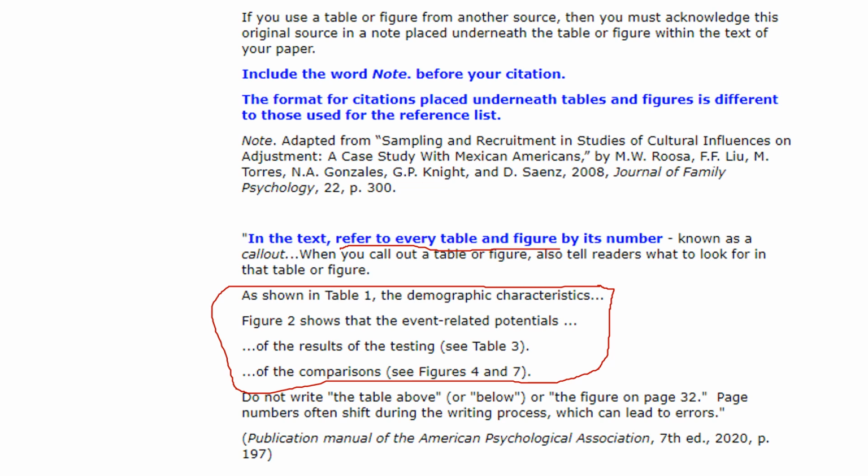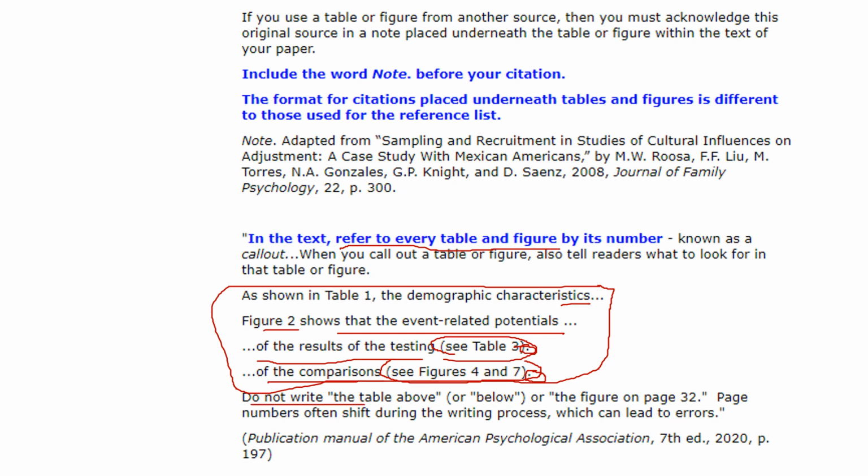Okay. As shown in Table 1, the demographic characteristics simply describe. Figure 2, mention the table or figure number, shows what? Blank of the results or shows what? See Table 3, enclose in parentheses, period. Of the comparisons, enclose in parentheses, period should always be placed after the closing parentheses. This one is very important.